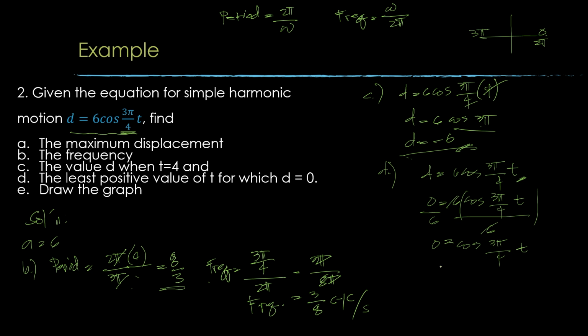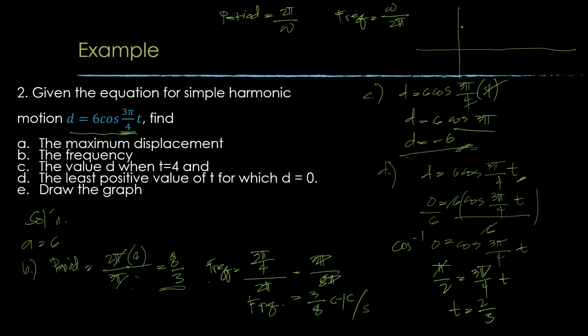That is pi over 2. Pi over 2 is equal to, since you take the arc cosine, the arc cosine of the cosine cancels out, so 3 pi over 4 times t. This cancels out, this cancels out. So t is equal to 4 over 6, or 2/3.